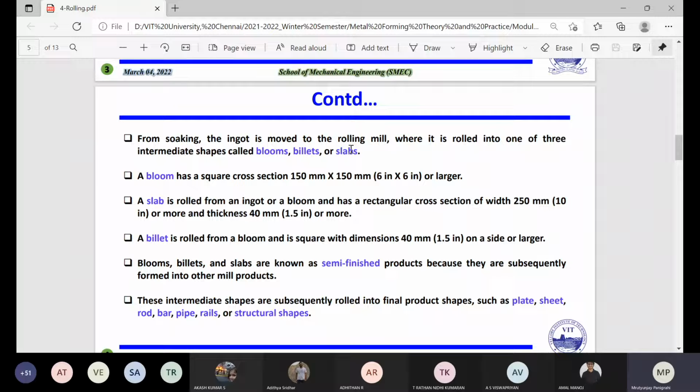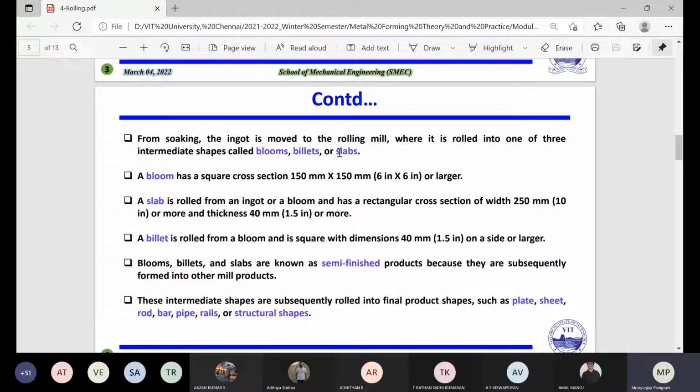So the ingot, whatever you are getting from the steel plant, is moved to the rolling mill, where it is rolled into one of three intermediate shapes. From that you are creating one, the bloom, second, the billet, and third, the slab. Normally you use these terms loosely. We keep saying billet every time, and sometimes we say these are slabs.